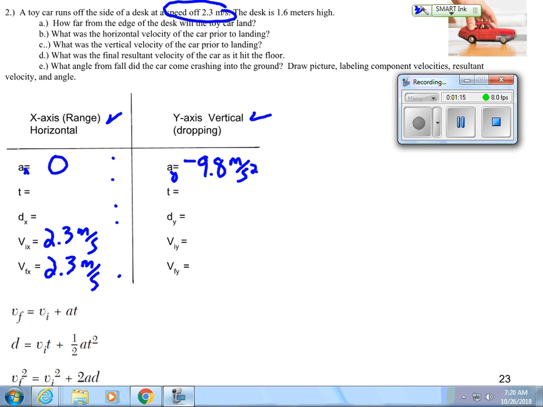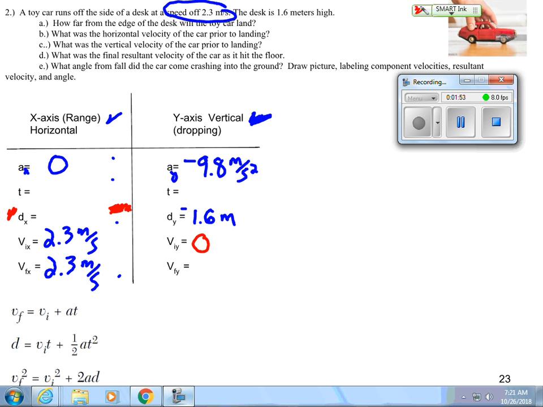All right, let's go up to the y-axis. In the y-axis, the desk is 1.6 meters high. So that is the displacement that is going to occur for the toy car. And technically, it's negative, because you're going down from the origin. Now it asks, how far from the edge of the desk will the toy land? So it's looking for this right here, d. But this doesn't really help us, because we need 3 things, and this is just a loop over here and over here. So what else do I know?